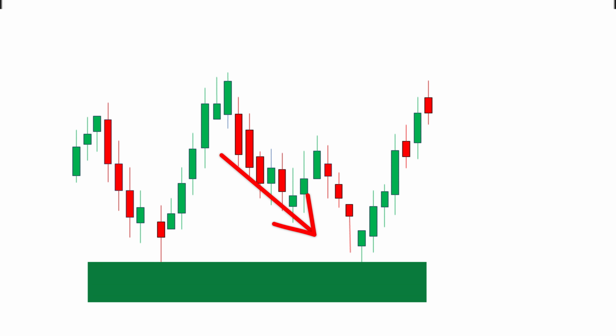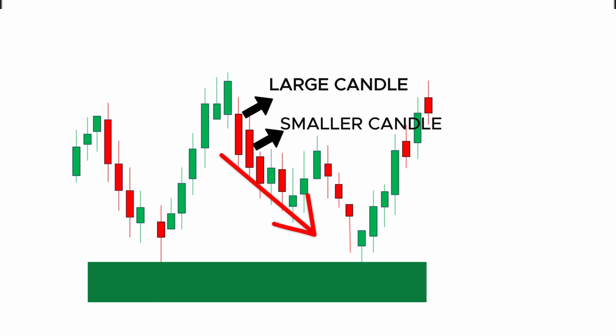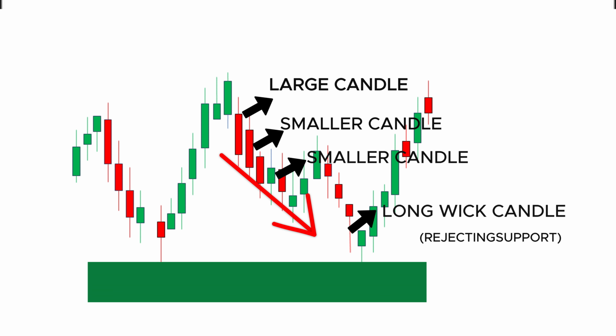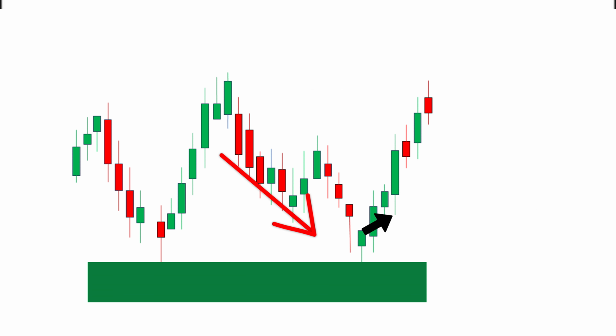Now observe the candle's behavior as the price moves closer to this level of support. As you can see, we start with a large candle, followed by a smaller candle, a smaller candle still, and finally a tiny long wick candle that is rejecting support. Finally, a green candle that is even smaller and a reversal candle cause a bounce higher.